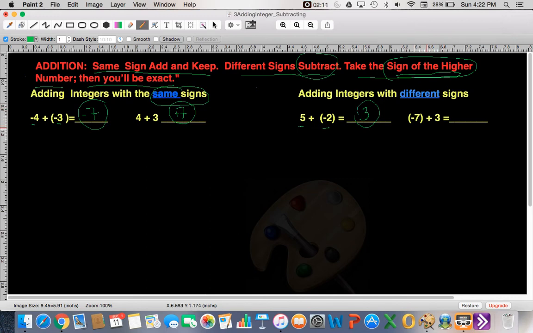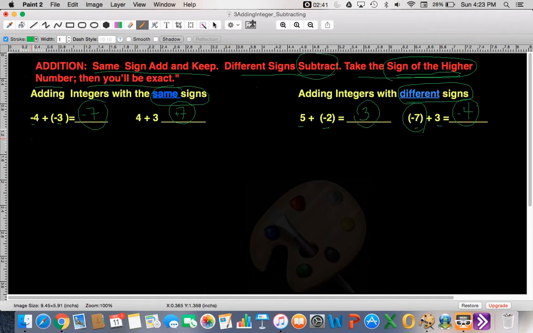On this side, -7, you see it's negative, and this one is +3. Definitely you have different signs, and you're just going to subtract the numbers. So it would be 4, and the higher number here is -7, so you'll follow that sign, and it would be -4. Easy.